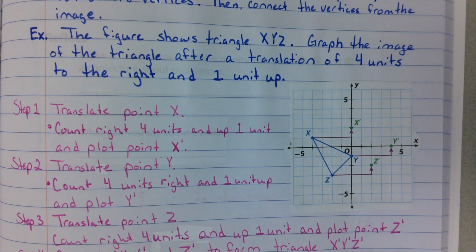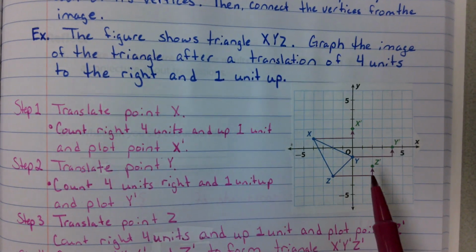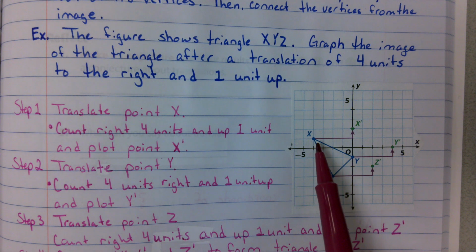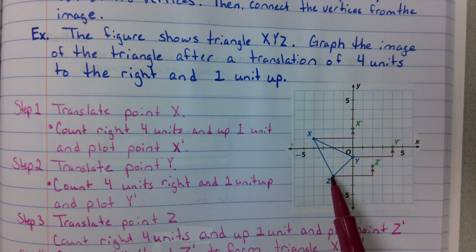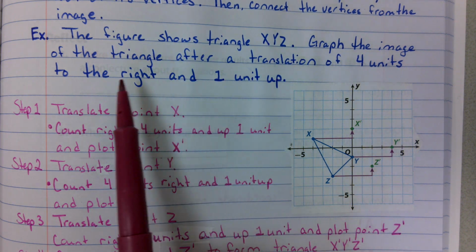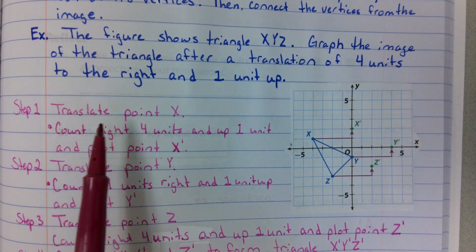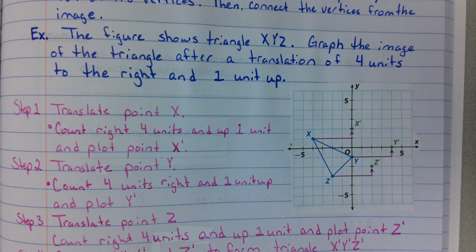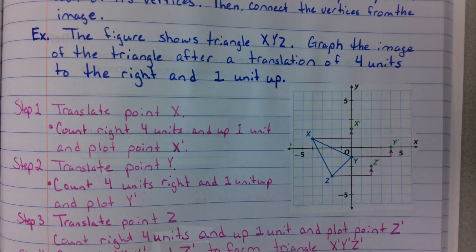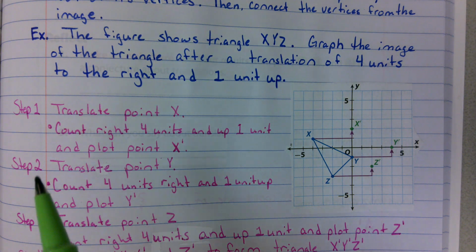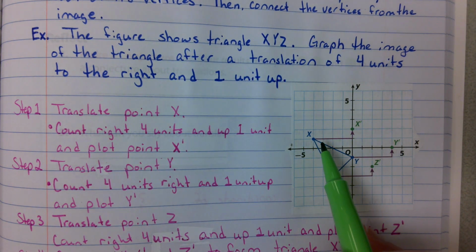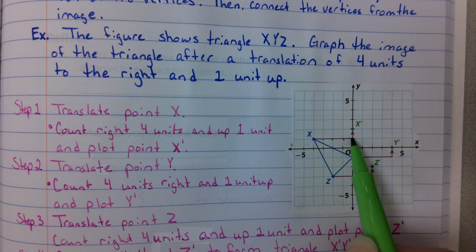So we're going to go over the steps. So here is our original image, correct? So this is our pre-image, X, Y, Z. And it says we're going to go 4 units to the right and 1 unit up. So step 1, we're going to translate point X. And let me get a different color here. It says from X, count right 4 units. So 1, 2, 3, 4, and up 1 unit, and plot your point.